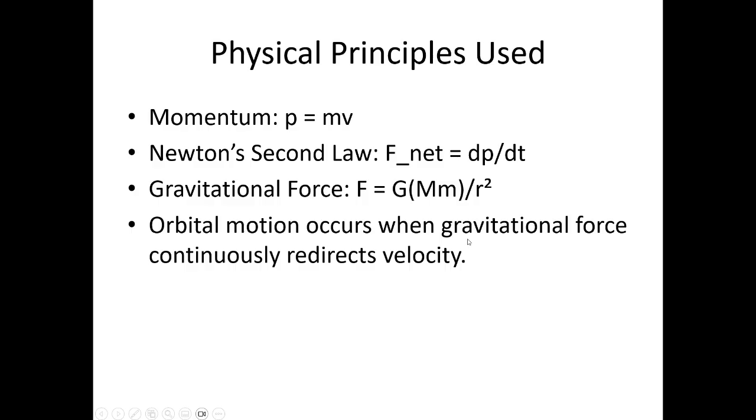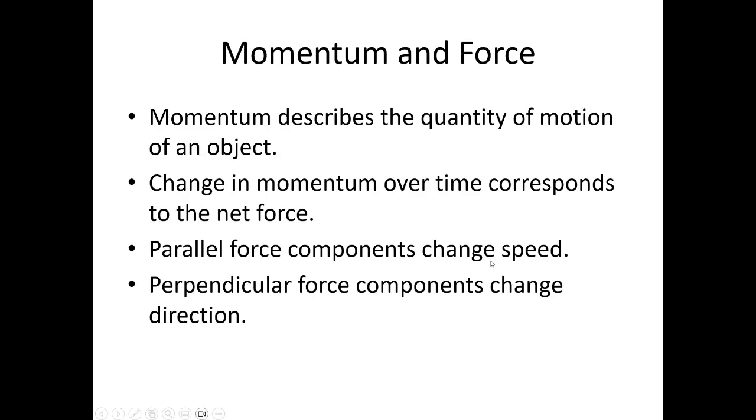This lab relies on several key physics principles. First off, momentum is defined as mass times velocity, or p equals mv. Second, Newton's second law states that the net force acting on the object equals the rate of change of its momentum, which is written as F net equals dp over dt. Finally, Newton's law of gravitation describes the gravitational force between two masses as G times the product of their masses divided by the square of the distance between them, and all these principles together allow us to analyze how gravity affects the motion of an object in orbit.